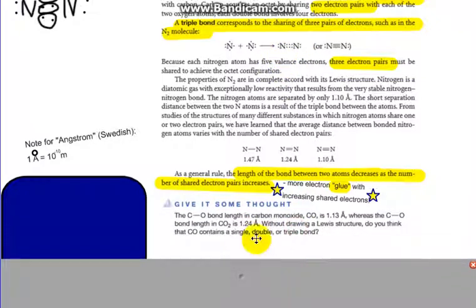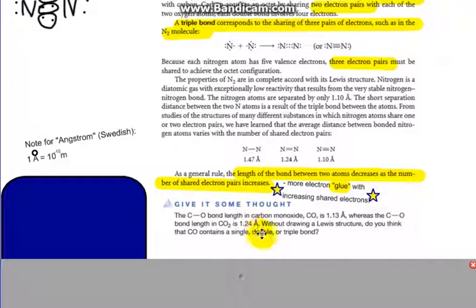So if we look here, the CO bond length in carbon monoxide is 1.13 angstroms, whereas the carbon-oxygen bond length in CO2 is 1.24. Without drawing a structure, do you think that CO contains a single, double, or triple bond in each of these, in carbon monoxide versus CO2? If we compare the numbers just to the nitrogens here, we can get an idea, like 1.13 here. Hey, that could be a triple bond. And over here, 1.24, hey, that's close to a double bond.